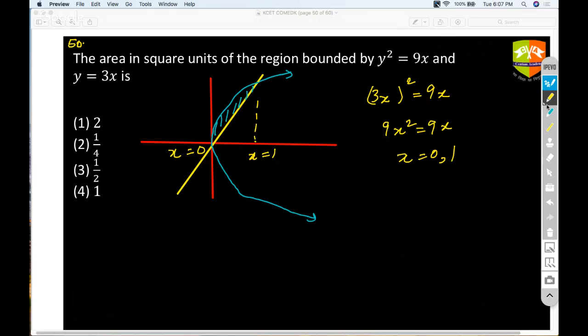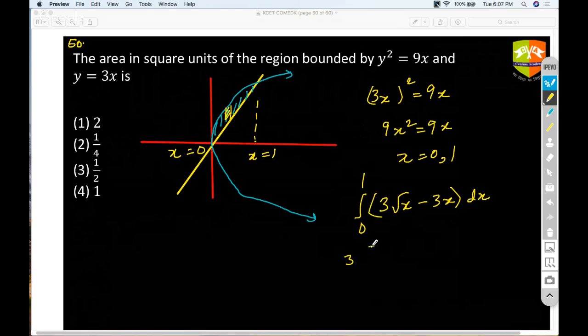Okay. All right. So let's check this. You just have to integrate a differential strip chosen over here. So y at the top is 3 root x, y at the bottom is 3x. We just need to integrate this from 0 to 1.